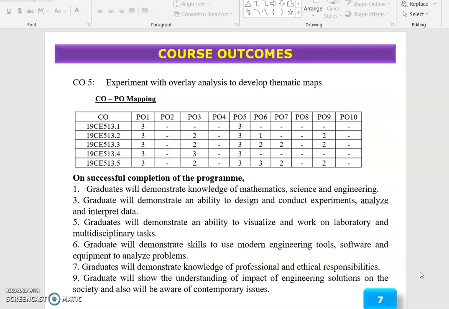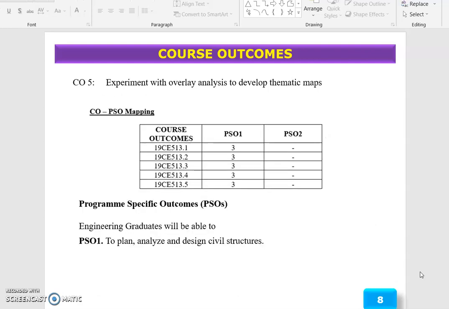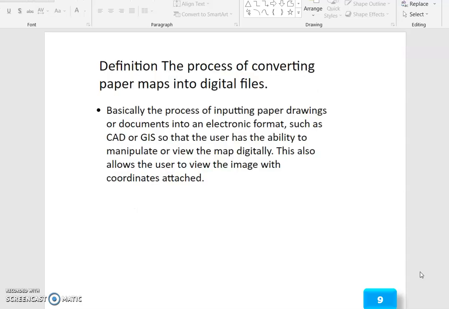The course outcome of this topic is to experiment with overlay analysis to develop thematic maps. The program outcomes of this topic are 1, 3, 5, 6, 7 and 9. The program specific outcome is 1. The outcome of this topic is to experiment with overlay analysis to develop thematic maps.